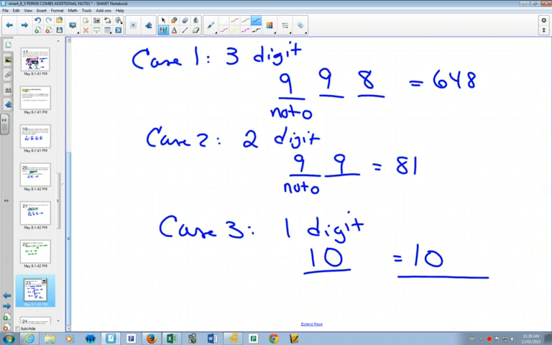And then what do we do with each of these cases? Since we counted them separately, add them all up, and we would get 739. 739 different numbers are possible.